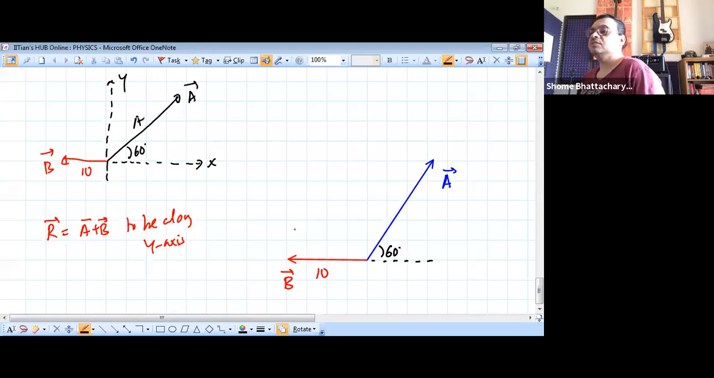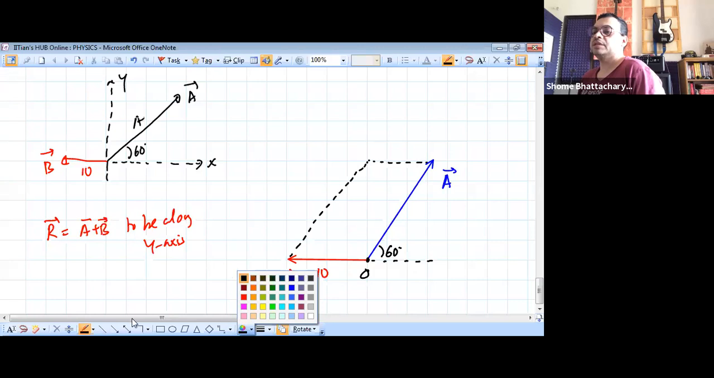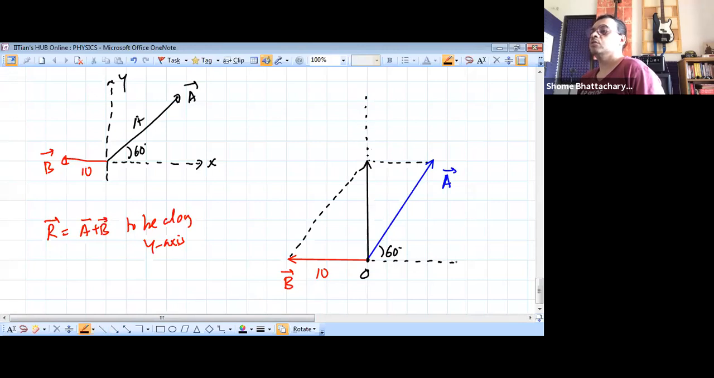Now if we complete the vector parallelogram, it should look something like this. In this parallelogram, this is the common origin, so this one is the primary diagonal, from origin to that vertex. I want this diagonal to be along the vertical axis, perpendicular to the horizontal x-axis. So this diagonal is the resultant, and this angle should be 90.